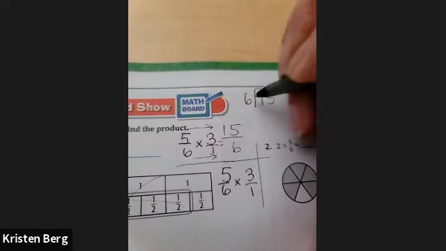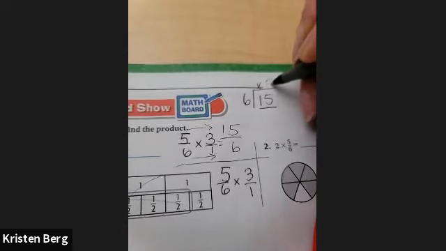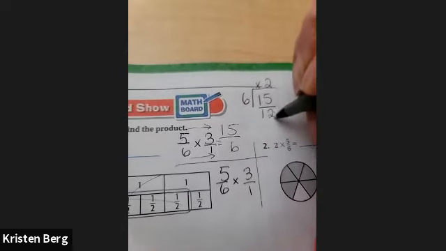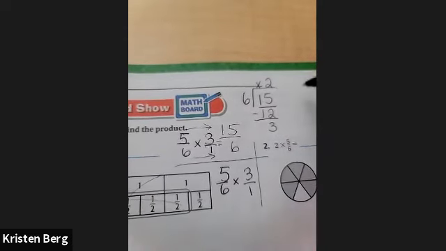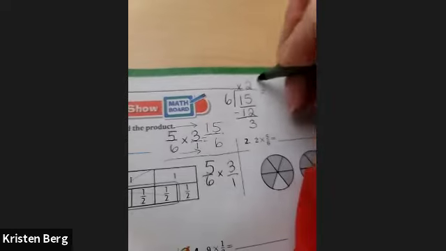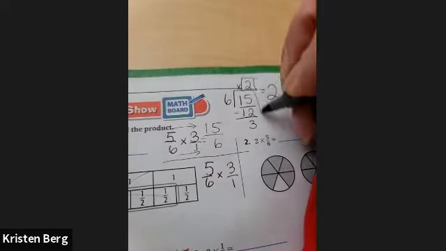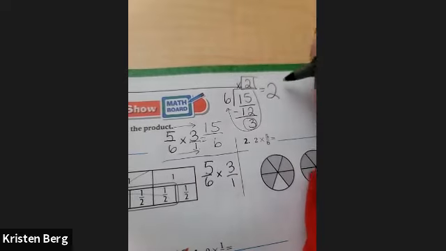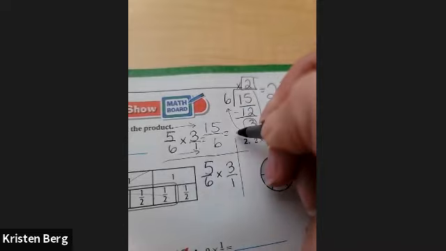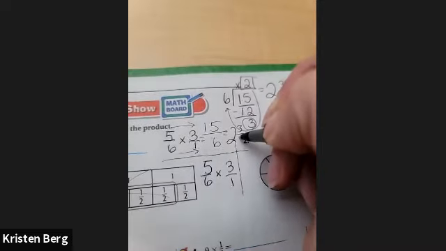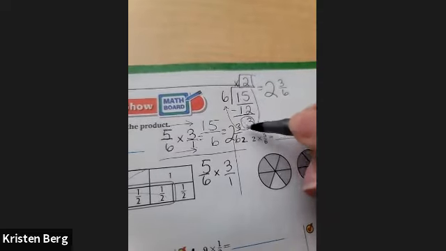So if you divide this out, can 6 go into 1? No. But can 6 go into 15? Yes, 2 times. 2 times 6 is 12, and if you subtract, that would be 3. So my mixed number for this answer would be 2 wholes, and then 3/6 would be my fraction. So that would be 2 and 3/6. Yes, it can be reduced down to 2.5 as well.